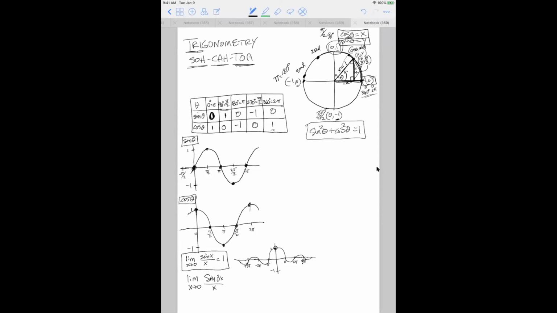Notice cosine does not start on the midline. Sine starts on the midline, the halfway point between the top and the bottom. Cosine, positive cosine, starts up at 1. It starts up and above, off of the midline. That's the key point to be made there.